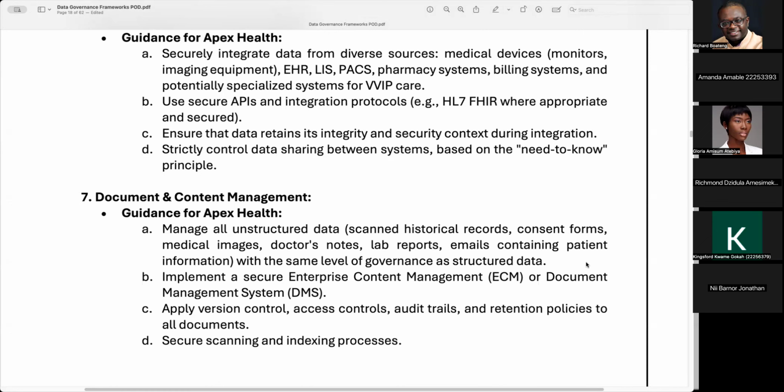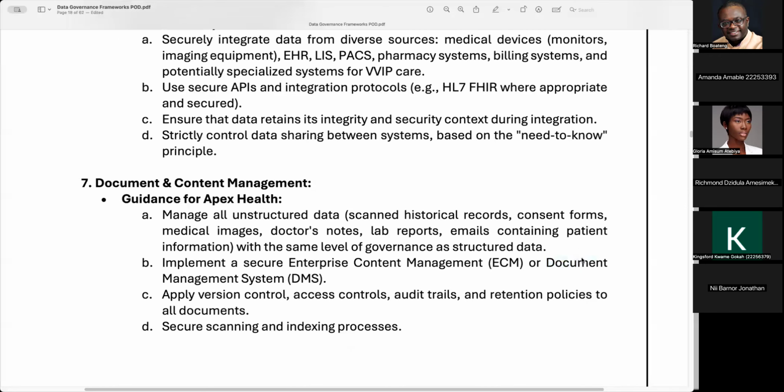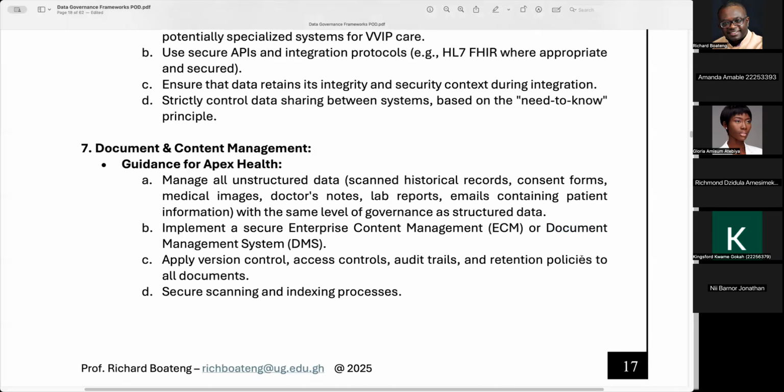What about unstructured data, like notes or scans? Good point. DMBOK doesn't just focus on structured database records. It guides governing unstructured data too, things like scanned documents, doctors' clinical notes, emails containing patient information. This requires implementing secure enterprise content management, ECM, or document management systems, DMS, with features like version control, strict access controls tied to user roles, comprehensive audit trails for document access, and retention policies aligned with those for structured data. Secure scanning procedures and handling protocols for physical documents are also vital.